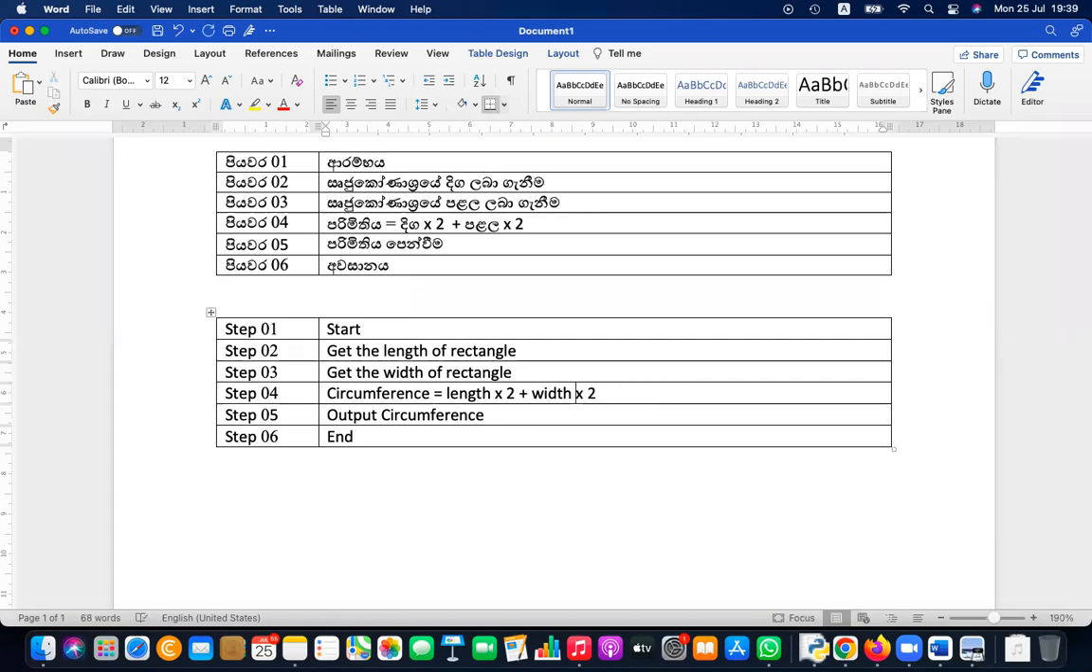So this is also correct. The previous one is also correct. This one is also correct: length into 2, width into 2. Some can write it this way also: length plus width, into 2 times. That is also correct, right? Three ways of writing the same process. Length plus width is the simplest method. Length into 2 plus width into 2.